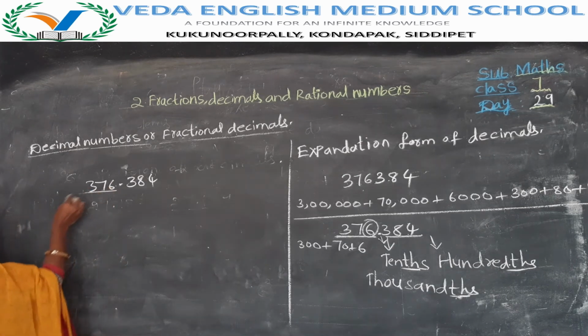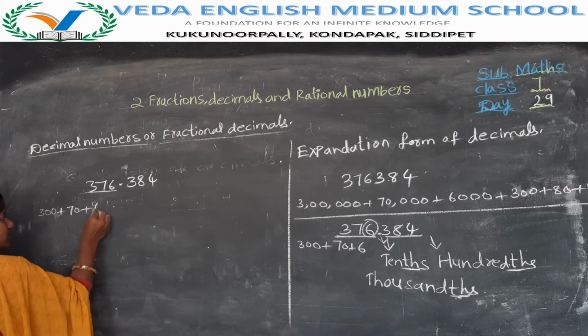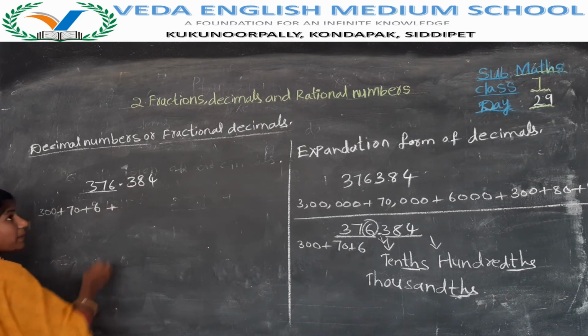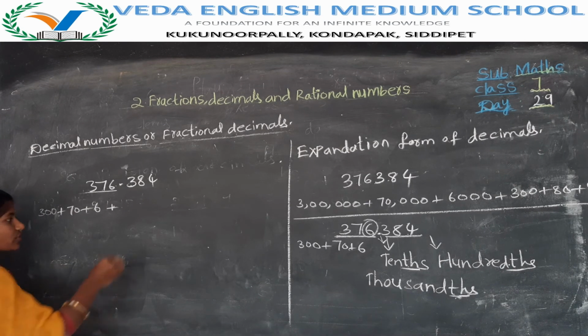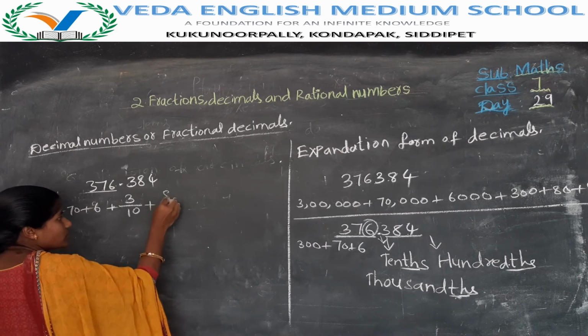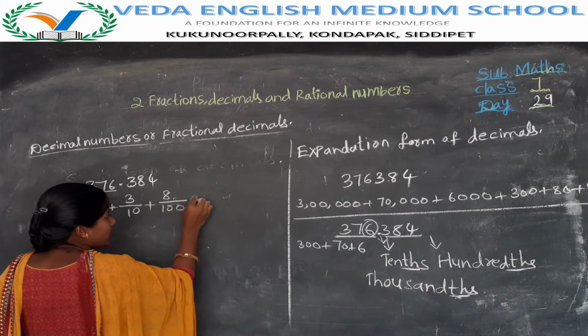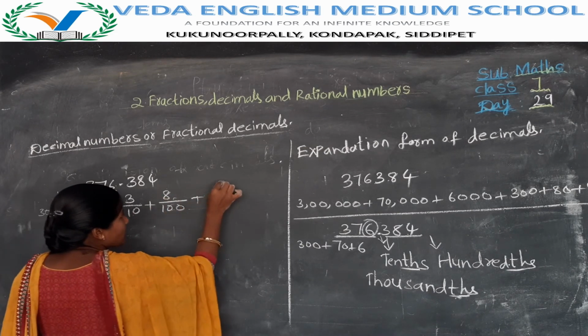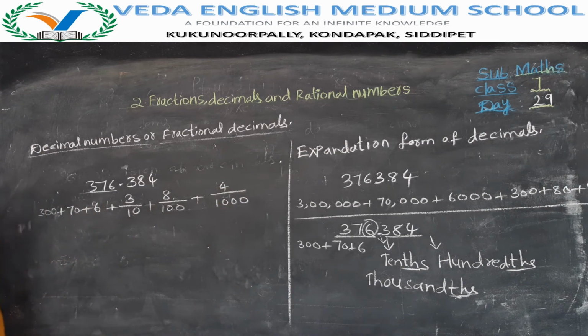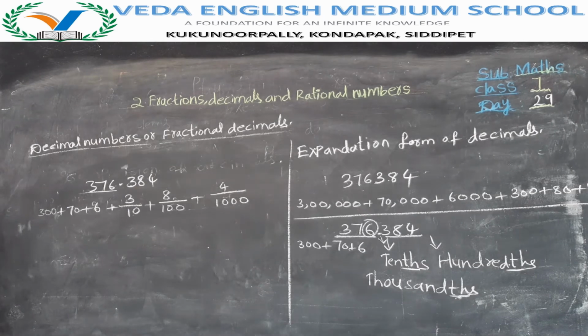So ones, tens, hundreds means you can write this as 300 plus 70 plus 6. Then afterwards, place values start from tens onwards, no? That's why it will be 3 by 10. Hundreds, so that's why it will be 8 by 100. Thousands, so 4 by 1000 you have to say. It is the expanded form for decimal numbers. Have you understood? Move on to an example.